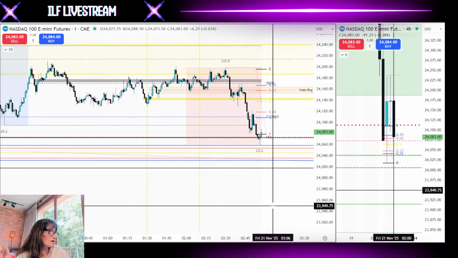One more lower, one more leg lower. I'll take a buy when it makes one more leg lower in the macro. Come on.